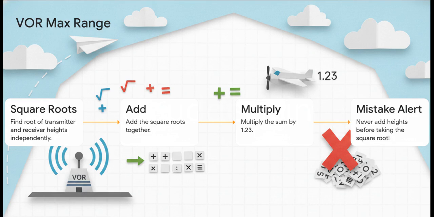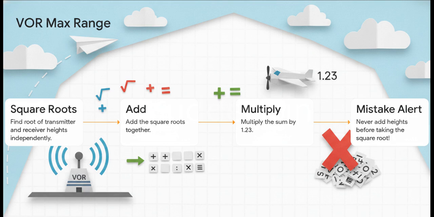Say you have a VOR on the ground at 1,600 feet and your aircraft is cruising at 9,000 feet. Step 1, find the square root of 1,600, which is 40. Step 2, square root of 9,000, which is about 94.87. Step 3, add them together to get 134.87. Step 4, multiply that by the constant 1.23, giving you a max range of about 165.9 nautical miles.